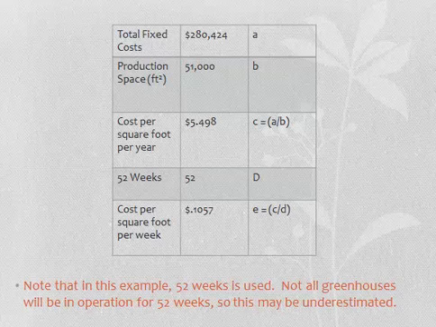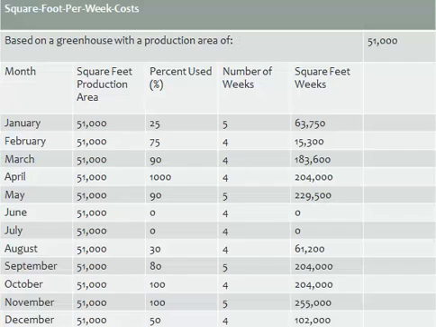However, it's not common that we use all of the greenhouse space all of the year. Sometimes in the greenhouse we have empty space. So if we calculate our cost, as you see on the screen here, we really get an underestimate of what the fixed cost is per square foot. So to get a more accurate representation of the square foot cost per week, we divide each month separately.